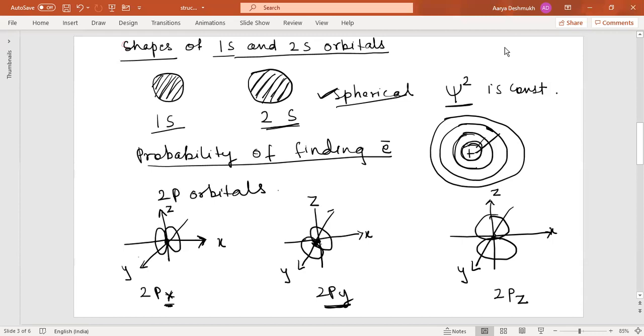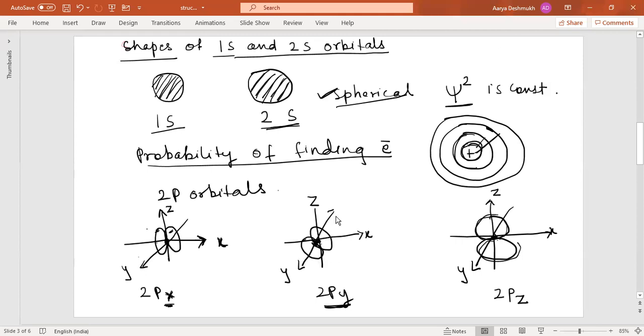So each p orbital has two lobes on the two sides of the nodal plane. This is one lobe, and this is the other lobe, passing through the nucleus. The size and the energy of these dumbbell-shaped three 2p orbitals are the same, and their orientations in space are different. If you try to visualize the 3D view of the x, y, and z axes, you will be able to find that these are the two lobes, this one and this one. These are passing through the x-axis.